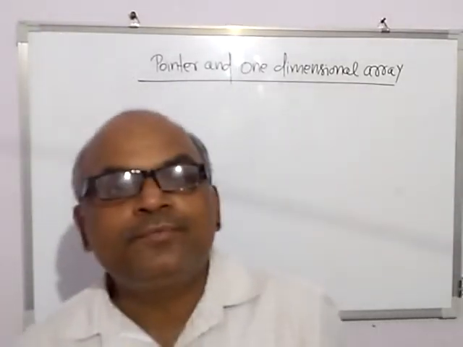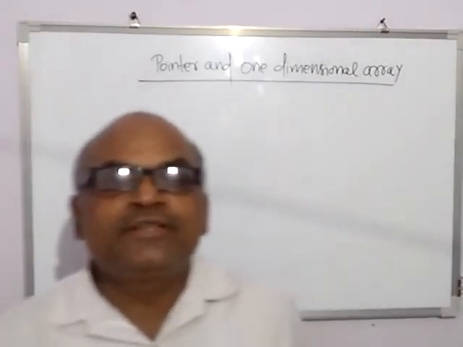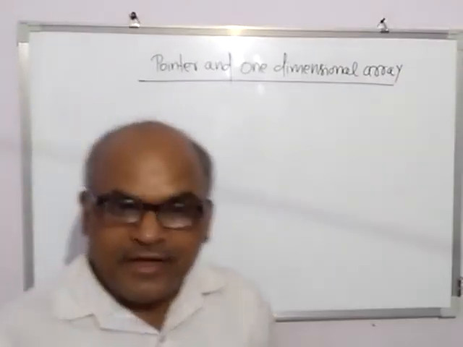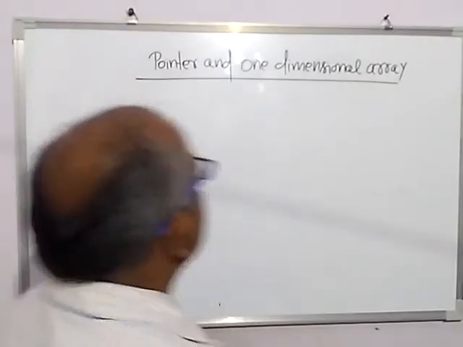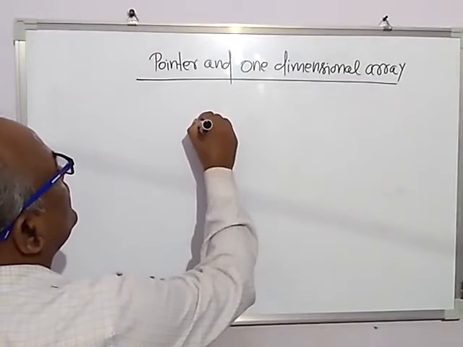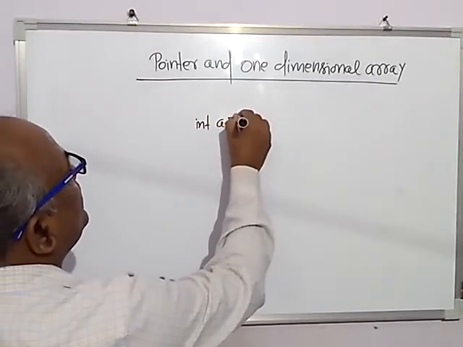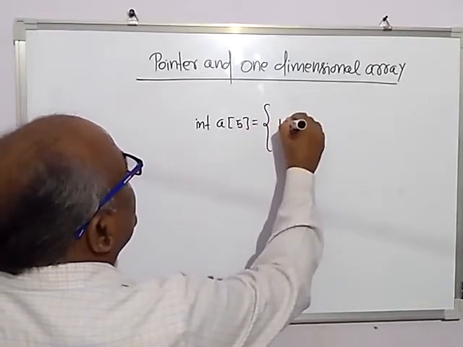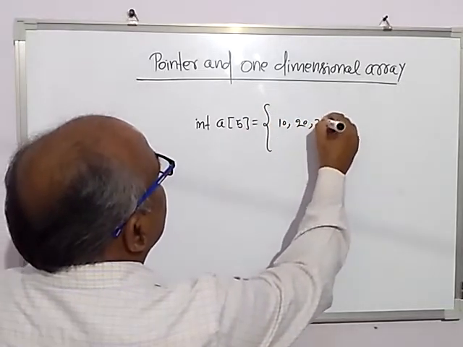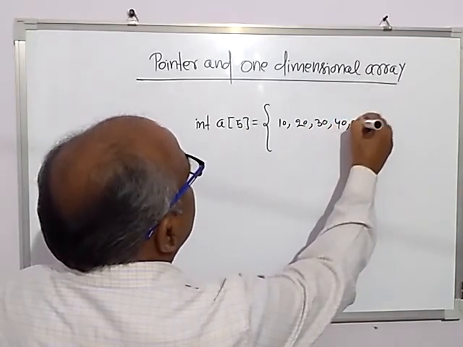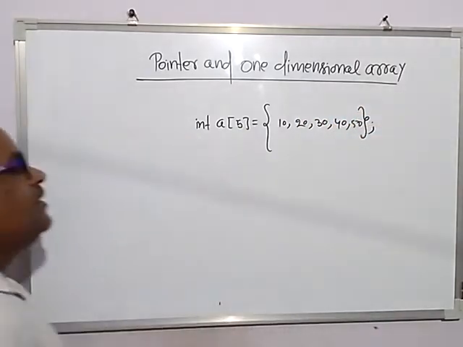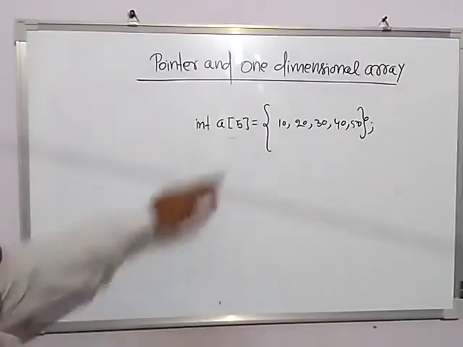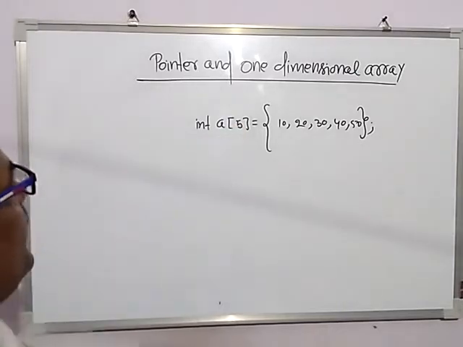In this video, I am going to discuss pointers and a one-dimensional integer type array. Suppose int a[5] = {10, 20, 30, 40, 50}. This is a one-dimensional integer type array, which can hold integer type values. The size of the array is 5.